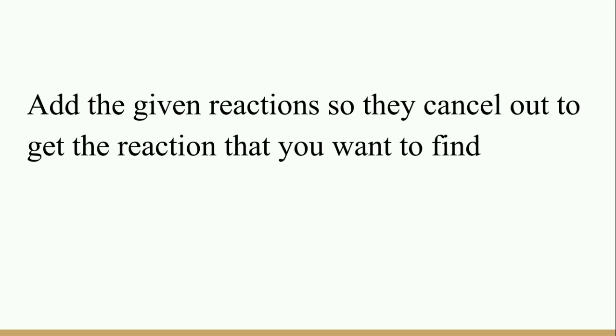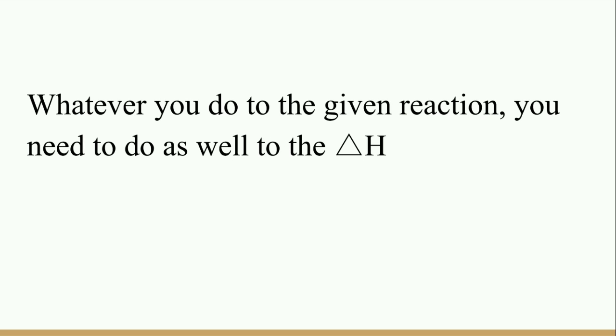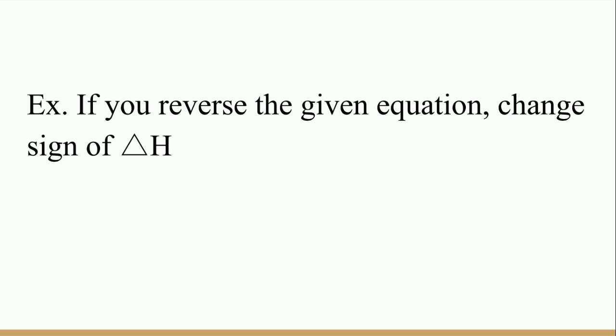With version number 1, what you're going to do is add the given reactions so that they cancel out to get the reaction that they want you to find. Whatever you do to the given reaction, you need to do as well to the delta H. For example, if you reverse the given equation, you need to change the sign of delta H. So if you change the order of the products and reactants around, then your delta H will either become positive or negative depending on what the opposite of it was originally.